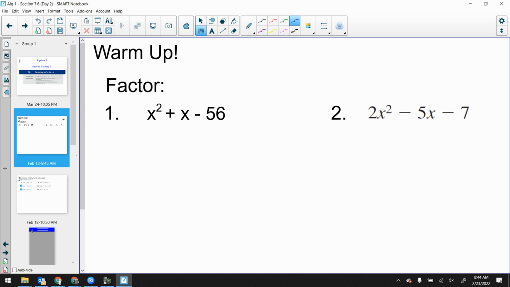Okay, let's take a look. Again, we've got 2 types of problem here. We've got an easy type and a hard type of factoring. Can anybody tell me what the factors are, or what do I do here? You have to take the factors of negative 56 that add to positive 1. Good. And that's negative 7 times 8. Good. Negative 7, positive 8.